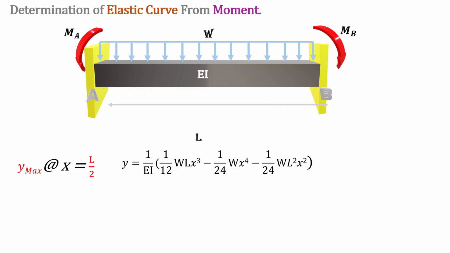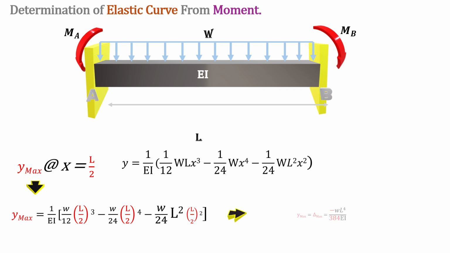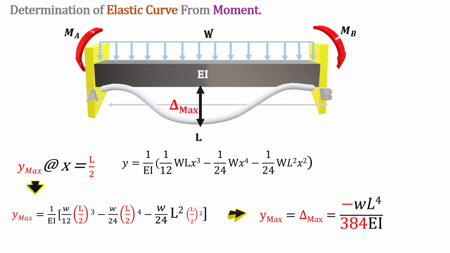Intuitively, we can easily see the delta maximum occurs at the center. So y maximum at x is equal to L over 2. Replacing x equal to L over 2 in the equation of delta, it simply gives us y maximum is equal to a downward WL to the fourth over 384 EI. That's our delta maximum for a fixed support beam with a distributed load of W on top of it.